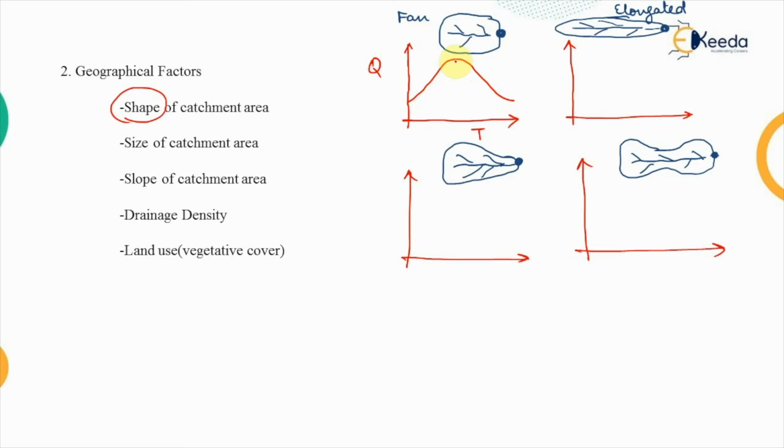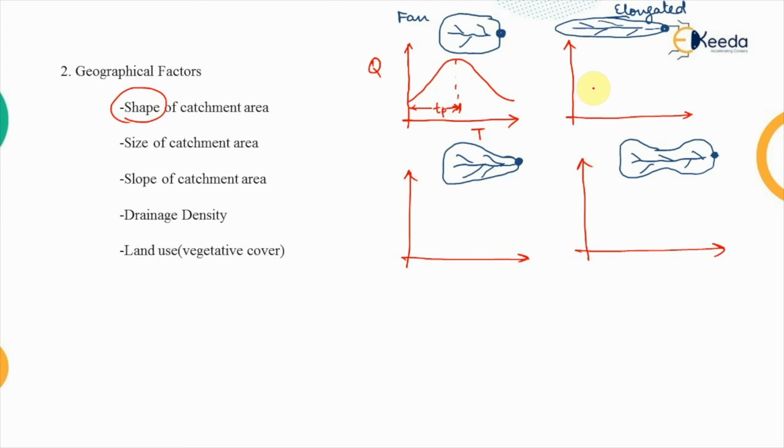Now the time taken by the curve to reach its peak, that is the time to peak, TP, is the standard value of the hydrograph. That is the standard shape of the hydrograph that we obtained for the fan-shaped catchment area, because the contribution from each point towards the stream will be at almost the same time.